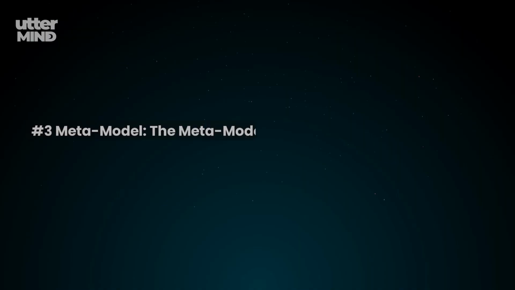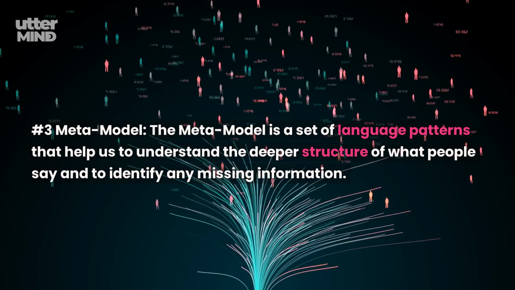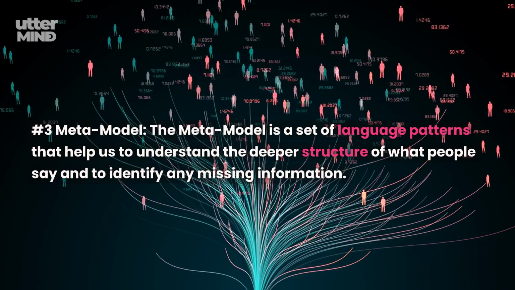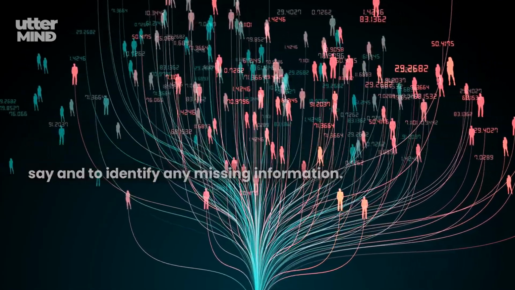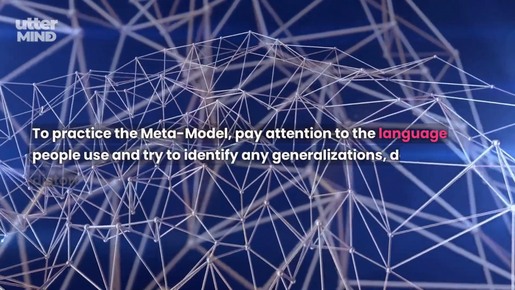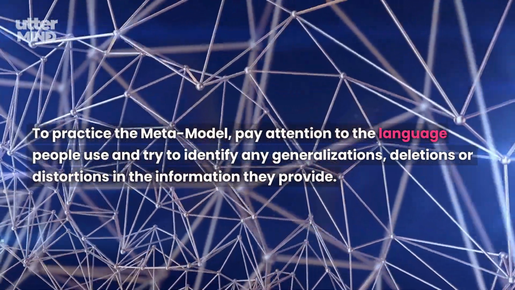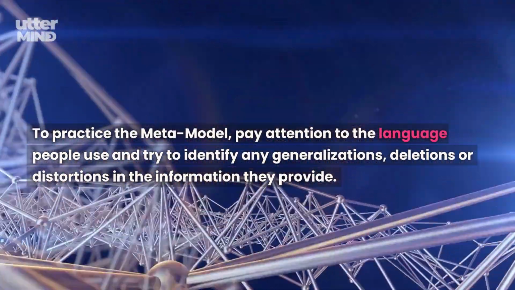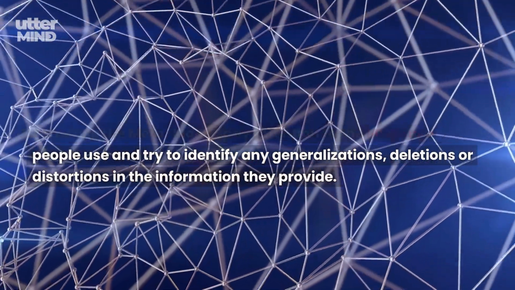Number 3. Metamodel. The meta-model is a set of language patterns that help us to understand the deeper structure of what people say and to identify any missing information. To practice the meta-model, pay attention to the language people use and try to identify any generalizations, deletions, or distortions in the information they provide.